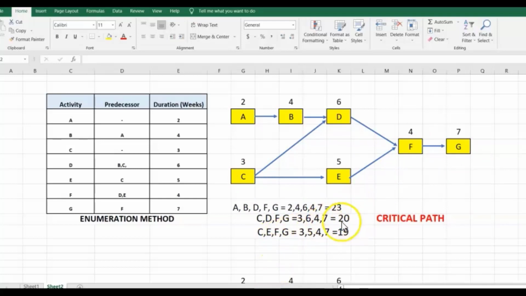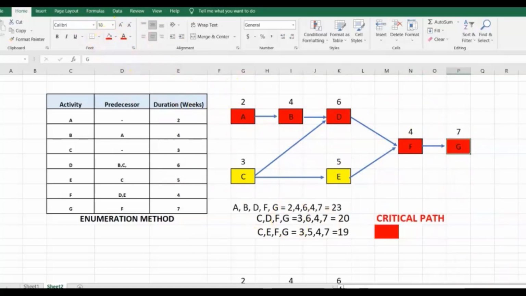And just looking at this here, you will realize that A to B to D to F to G is the longest path. So until this path has been completed, let me just see if I can color code it so that you can see the difference. Until this path has been completed, it means that you would not have completed the schedule. It's the longest path through the schedule, but it is the shortest time that the project can be completed.